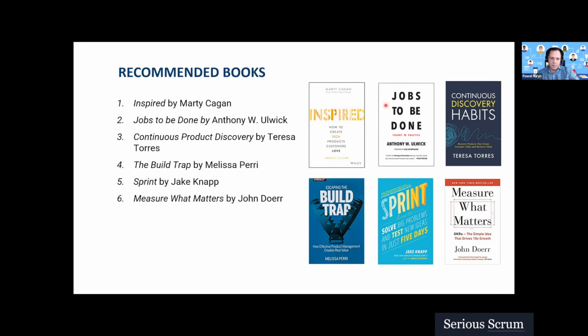Jobs to Be Done by Anthony Ulwick is an extremely interesting book about how to define and prioritize customer needs. Then there is Escaping the Build Trap, one of the books I mentioned at the beginning of the presentation. This is a book about why we should not allow customers to design solutions. So once again, we should focus on problems, prioritizing problems and understanding customers' problems in depth, and only then think about ideas and testing some of them.